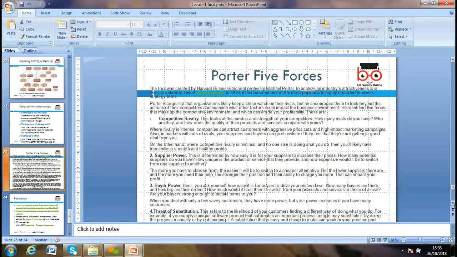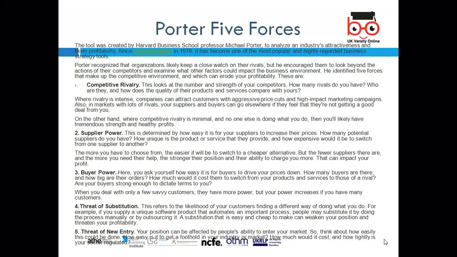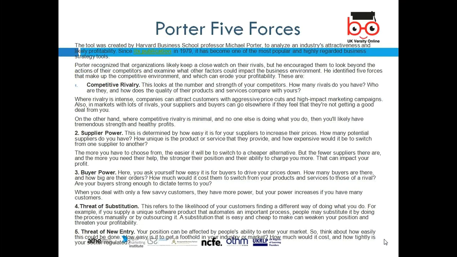Next, we're looking at a model. Has anybody heard about Porter's 5 forces? Yeah. Okay. Michael Porter is very famous. He gave us the model called 5 forces. It's quite popular. He initially gave this publication in 1979, one of the most popular and highly regarded business strategy tools. Porter recognized that organizations are likely to keep a close watch on their rivals, but encouraged them to look beyond the actions of the competitor. They have to examine the factors that impact their business environment. There are 5 forces that impact your business.